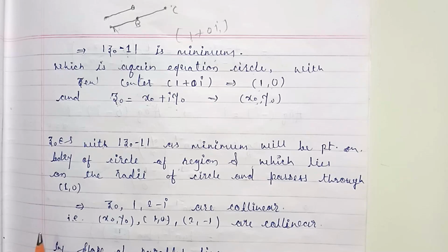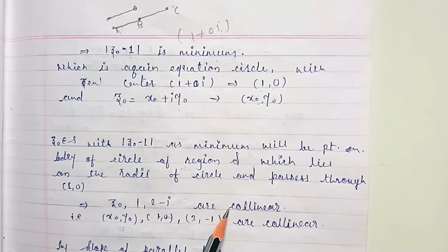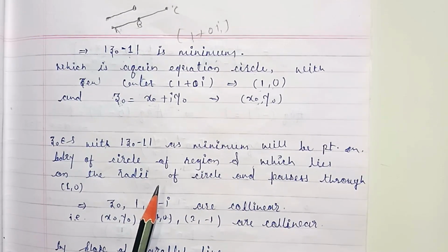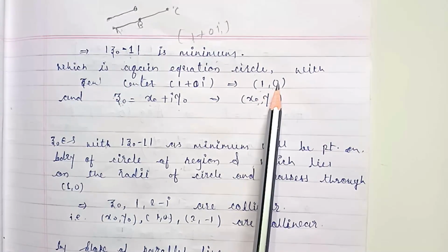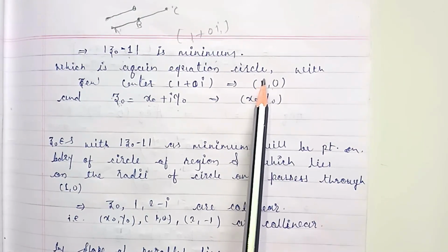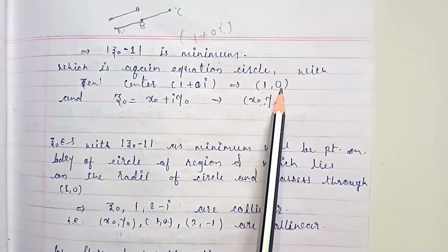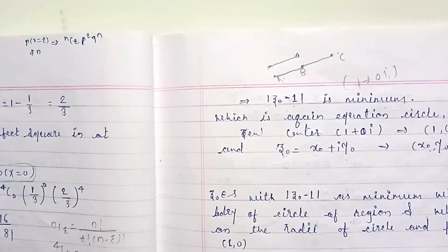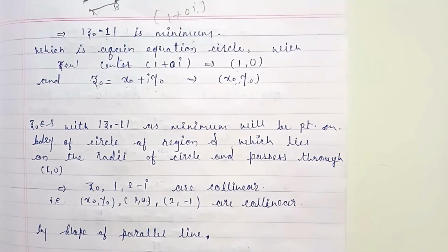So we have 3 of these points. Okay, z0, 1, 2 minus i, all these are collinear. Okay, collinear means they are not perpendicular to each other. So if you want to see, you may plot these points: 1, 0 at a center, a radius of 5, at a point 2, minus 1. Okay, so you plot these points, try to draw the graph. Okay, you will come to see. Okay, so I'll show the graph here in the next slide.